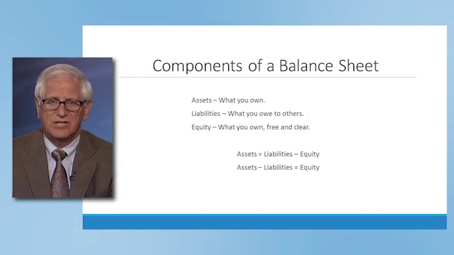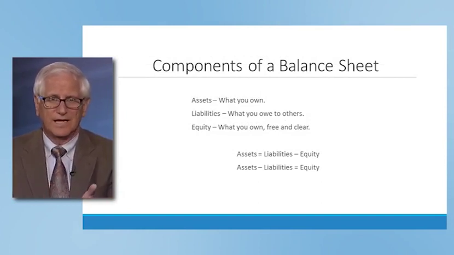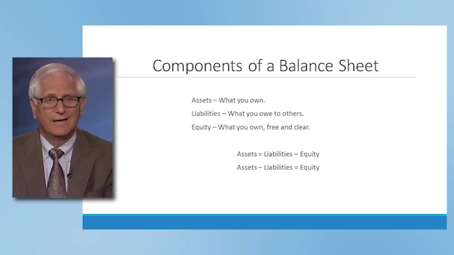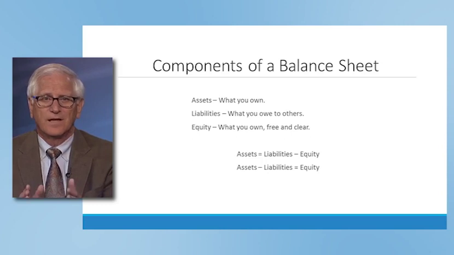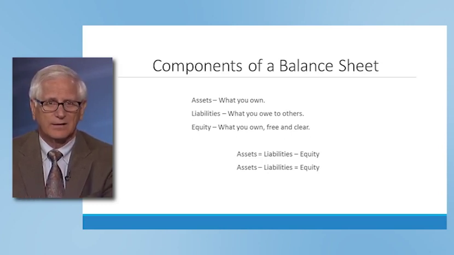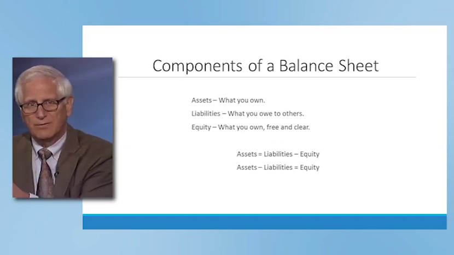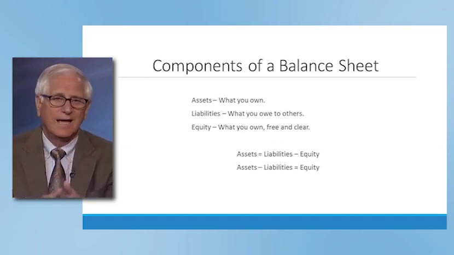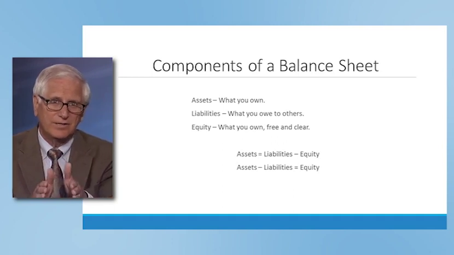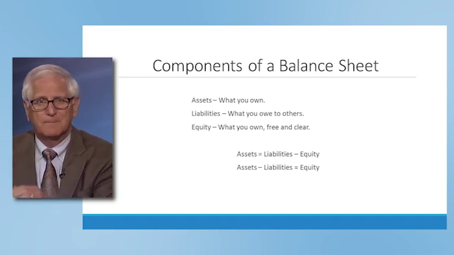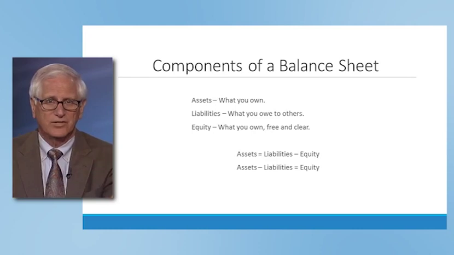On the last day of each month, it shows assets, what you own; liabilities, what you owe; equity, what you own free and clear. These are balanced in the following manner: assets equal liabilities plus equity, or alternatively, assets minus liabilities equal equity. Hence the term balance sheet.